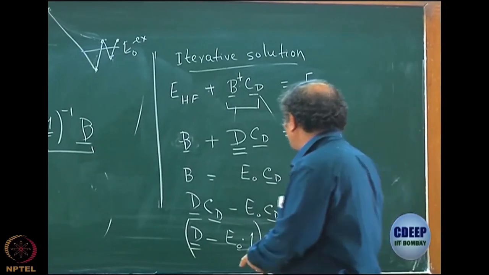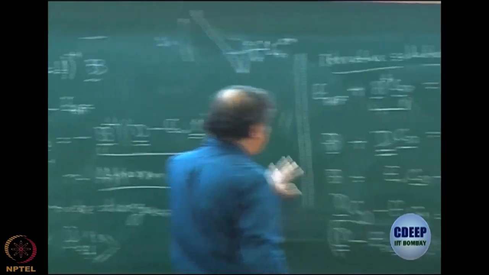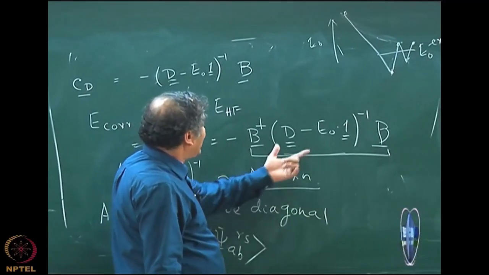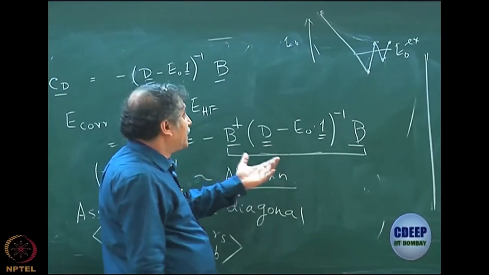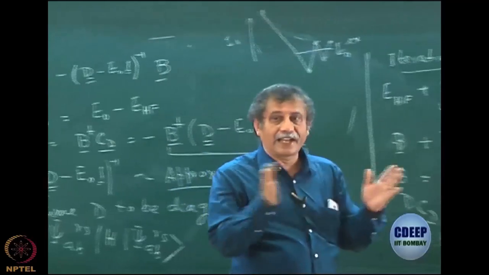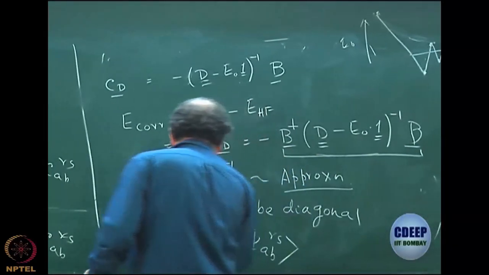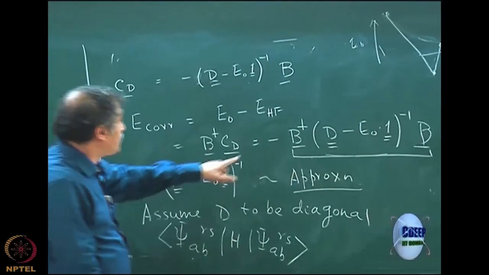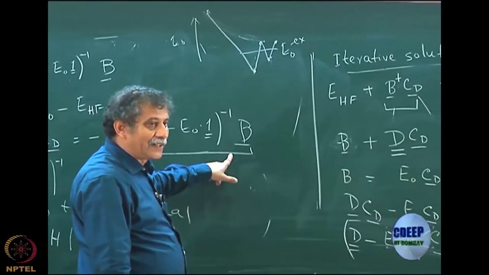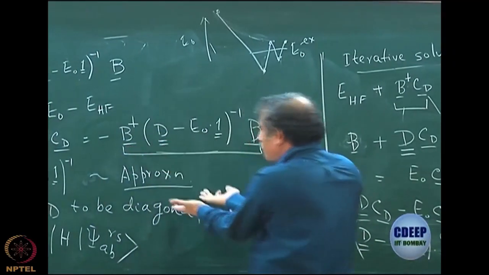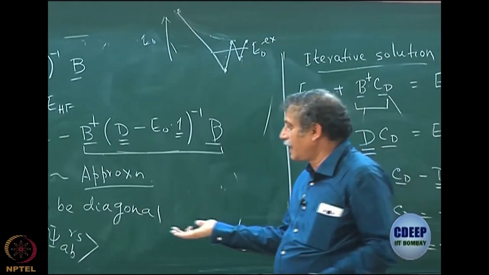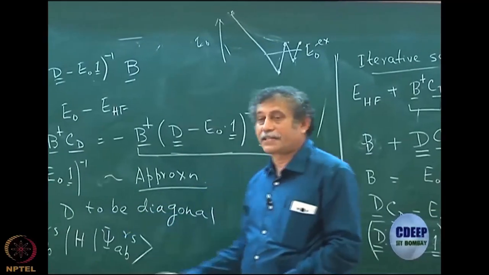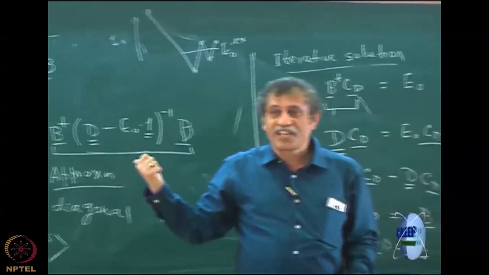If you make a diagonal approximation, then of course D minus E naught inverse can be easily calculated. You can then show further that if this D minus E naught inverse is simply the difference of the diagonal orbital energies, basically the energies of ABRS, then this will actually give you MP2. I hope you can see very easily, because B dagger B is already the MP2 numerator, and then the denominator will be the diagonal approximation. It will simply come as the denominator epsilon A plus epsilon B minus epsilon R minus epsilon S. Actually, this will become epsilon R plus epsilon S minus epsilon A minus epsilon B, but the negative sign will change it to that.